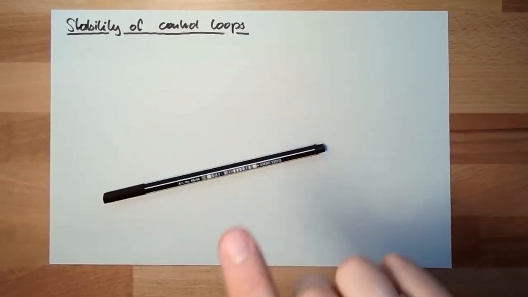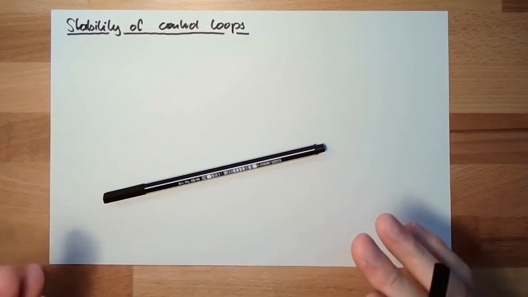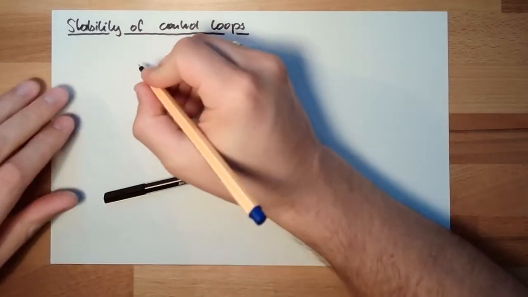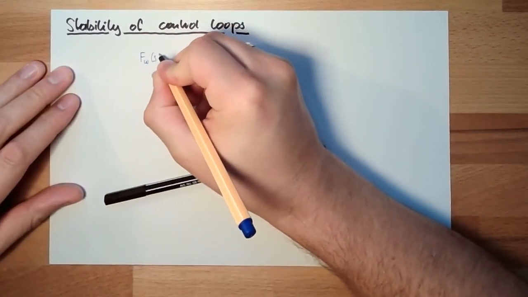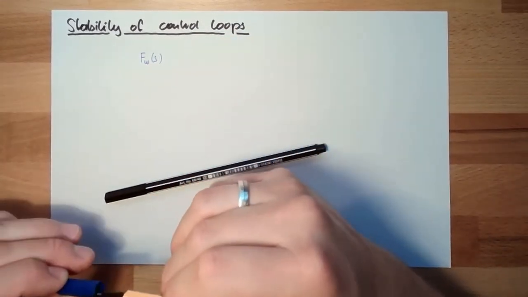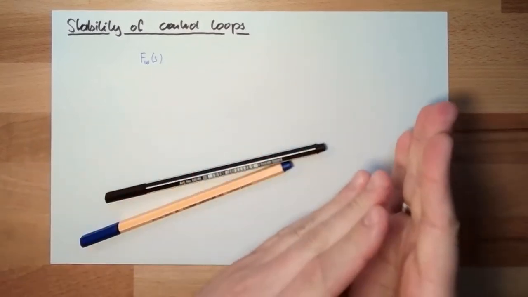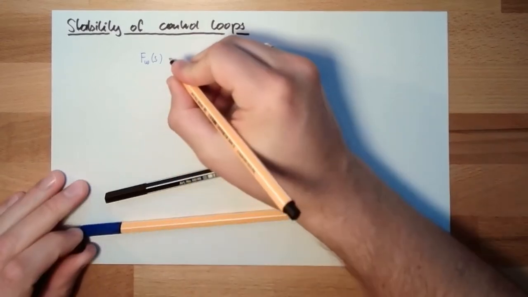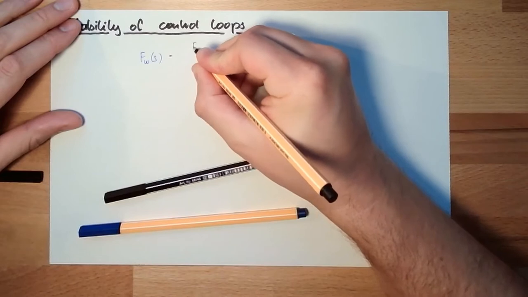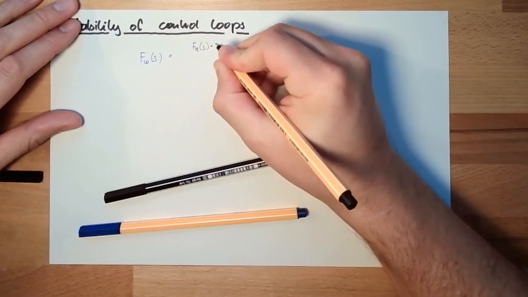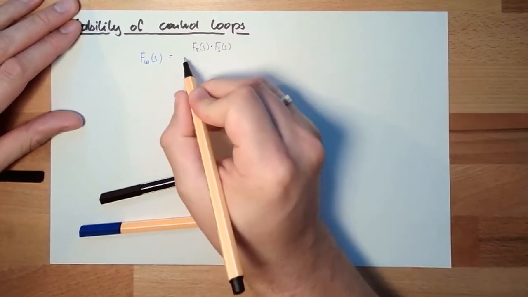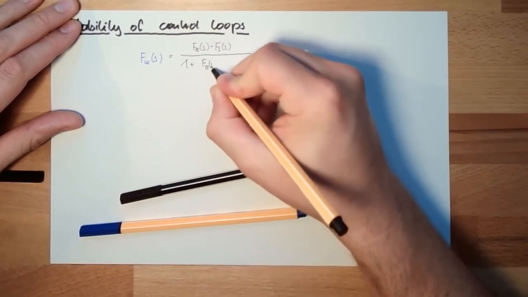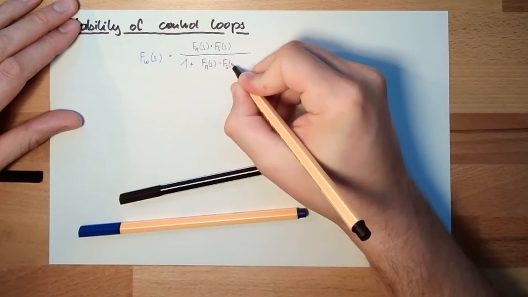Remember what we used as formula? Our reference transfer function, FW. This was how the reference value was transferred to the controlled variable. How did it look? It was FR, the controller transfer function, multiplied by FS, the system transfer function, divided by 1 plus FR of S multiplied by FS of S.